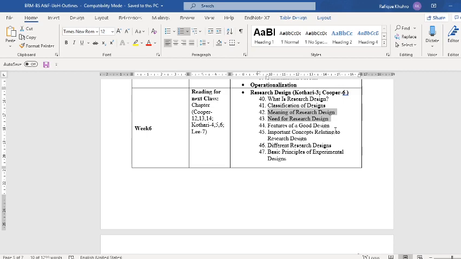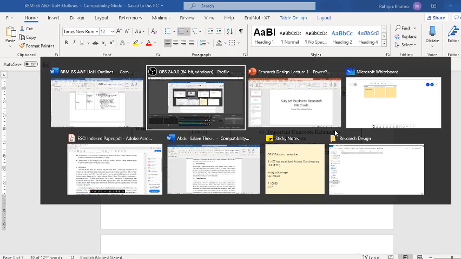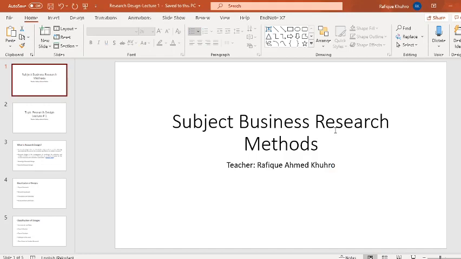Research design is not a simple and concise topic to discuss. Rather, in the first lecture we will only discuss the introduction of research design: what research design is, how it is classified, why it is required, and what kind of things are included in it. So I have prepared PPTs for you guys. These are the PPTs we are going to discuss one by one.